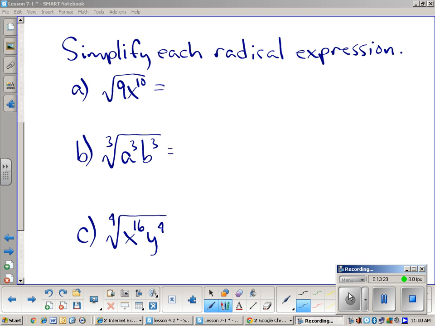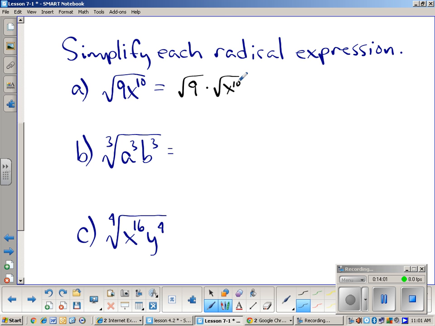All right. We want to simplify this radical expression. Okay? And so I'm going to show you a rule that we're going to talk more about tomorrow. I think this is easier done if we talk about them a little bit right now. This can be broken down as the square root of 9 times the square root of x to the 10th.